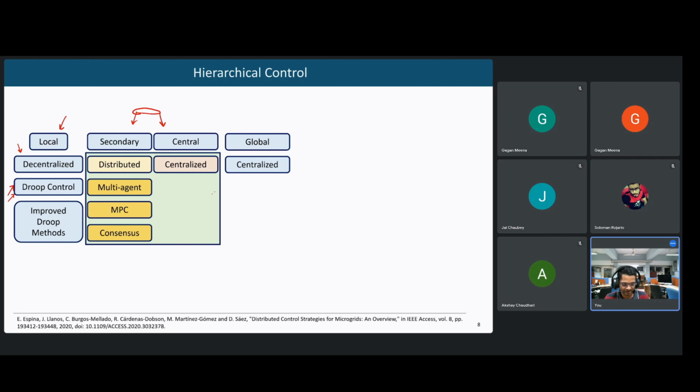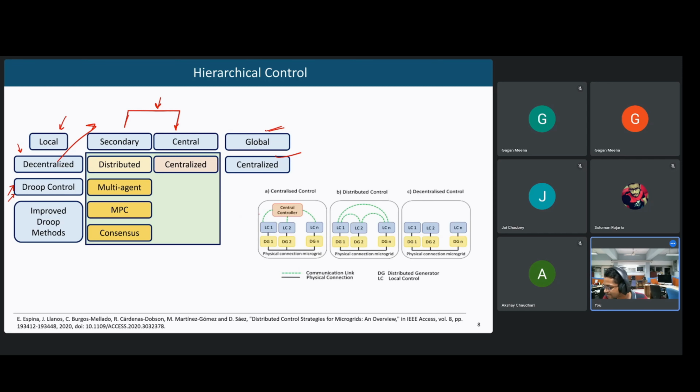Let us see this picture. First see this. Global has only one, so global is centralized. This is totally decentralized, and secondary and central can have distributed or centralized. So we can understand these three controls from this picture. This is the centralized control. Here we have a central controller which has communication links with these three local controllers, and these local controllers have the physical connection with the respective DGs. This green line represents the communication link and the black ones are the physical connections.